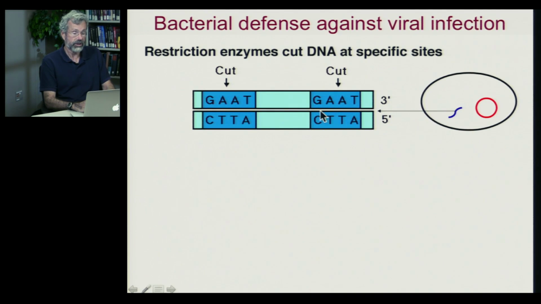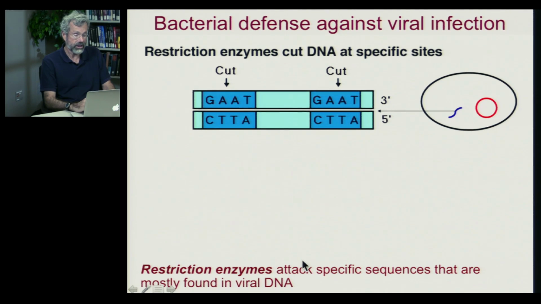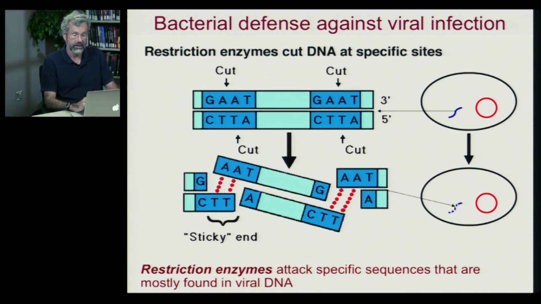And these look for certain sequences that are more likely to be found in the DNA of the virus than in their own, and then they cut it. So the restriction enzymes attack specific sequences that are mostly found in viral DNA and break it up. So in the last case, we saw a successful viral infection that broke up the host's chromosome. Here the host is actually breaking up the viral chromosome to prevent it from causing any damage. But these restriction enzymes work by finding a certain sequence that is very common in viral DNA and chopping it.